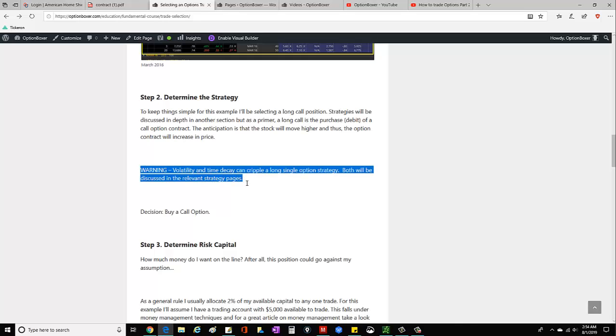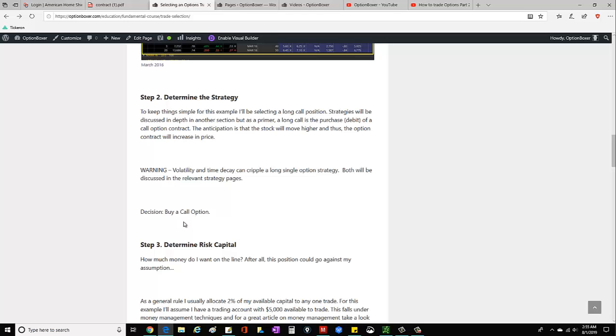As a warning, volatility and time decay can cripple a long call option. Both will be discussed in relevant strategy pages. So that's discussed elsewhere, but you should at least know about them. Time decay, as we discussed earlier, refers to theta. When you sell short an option, either a put or a call, time decay is actually working in your favor. As time goes by, you're actually gaining that theta. If you buy an option, however, theta is negative, and therefore every day that goes by works against you.